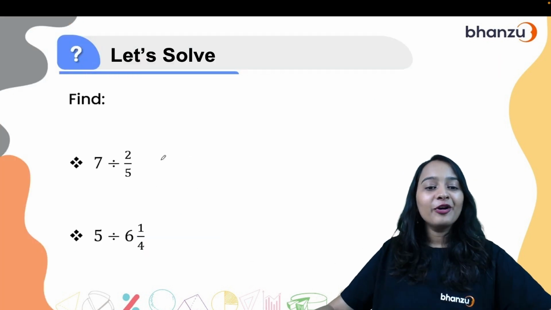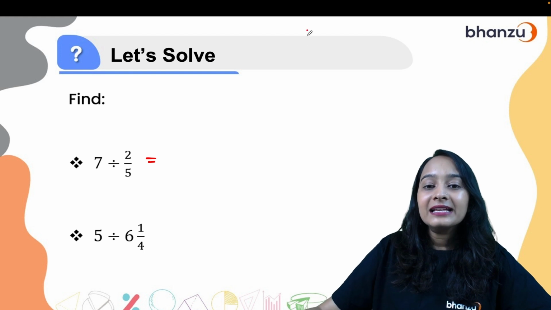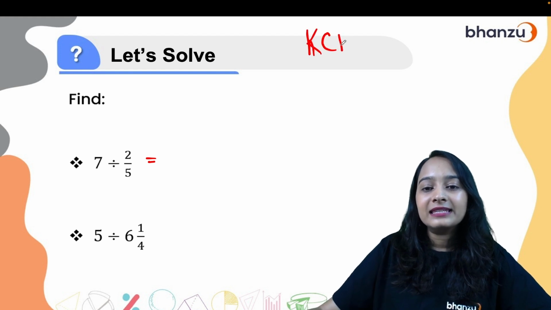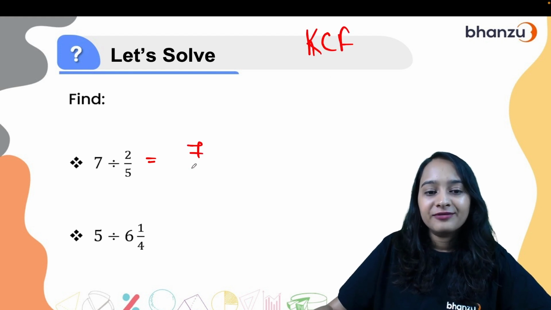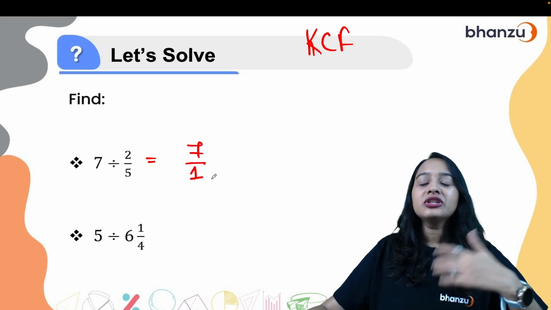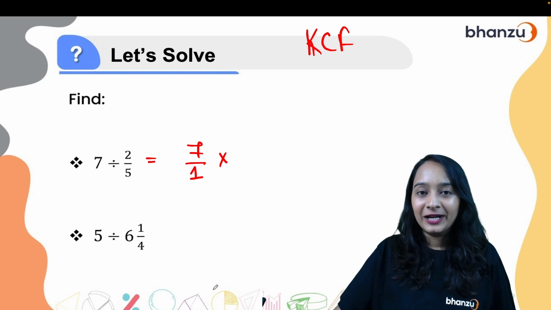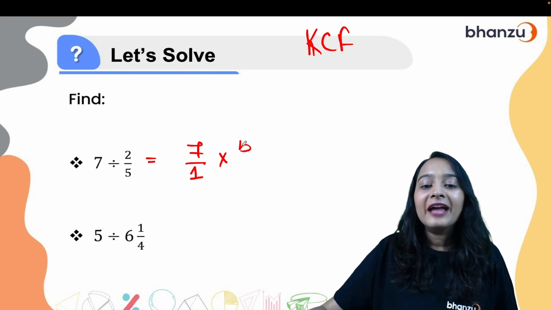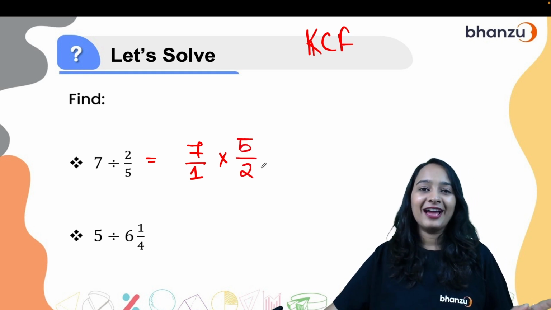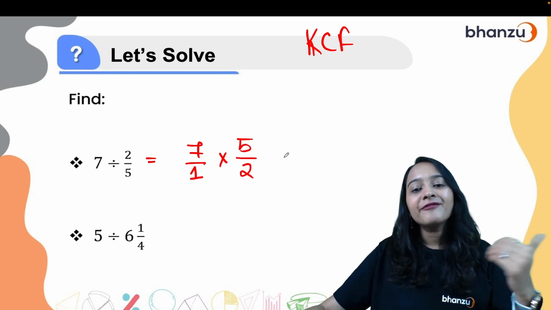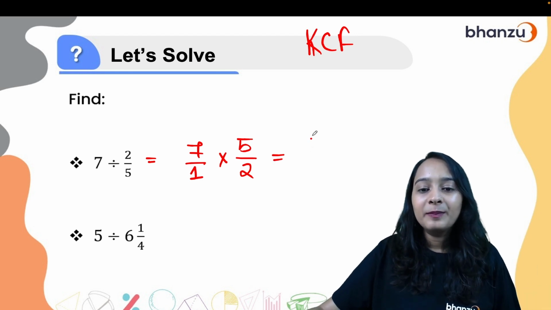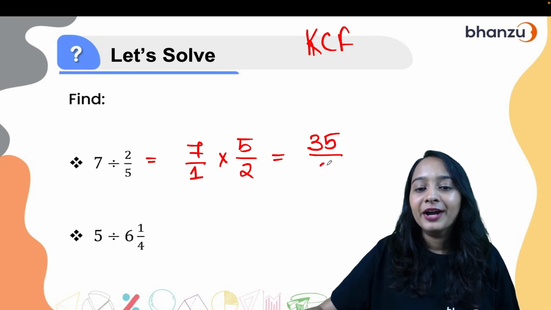Now let's solve few questions. So remember KCF. Keep the first fraction as it is. I'm just writing 7 as 7 by 1. Change the division symbol to multiplication symbol and flip the second fraction. 2 by 5 will become 5 by 2. So the answer would be 35 by 2.